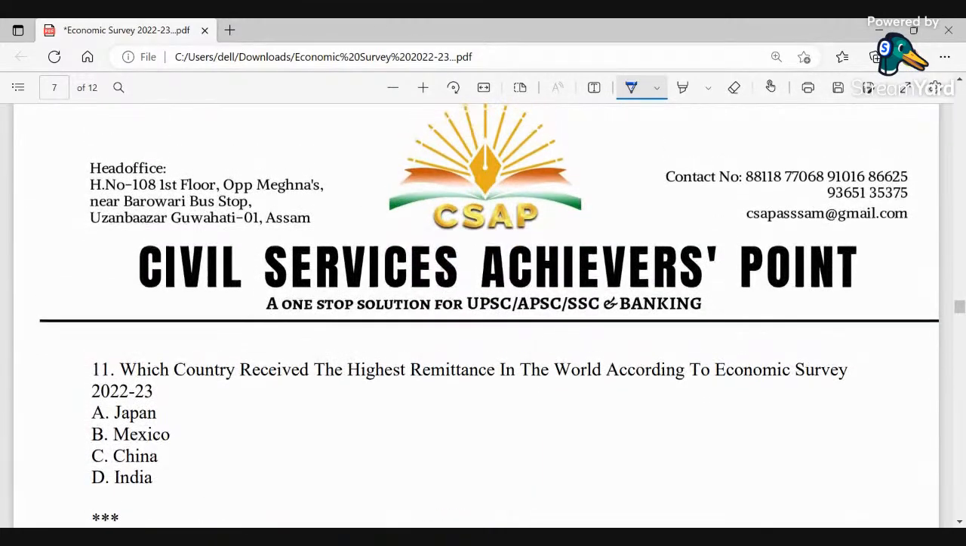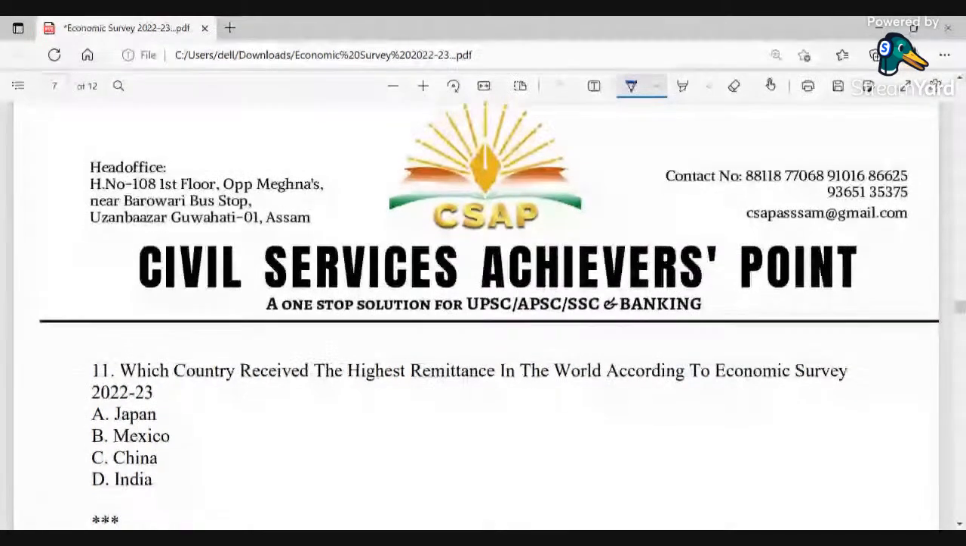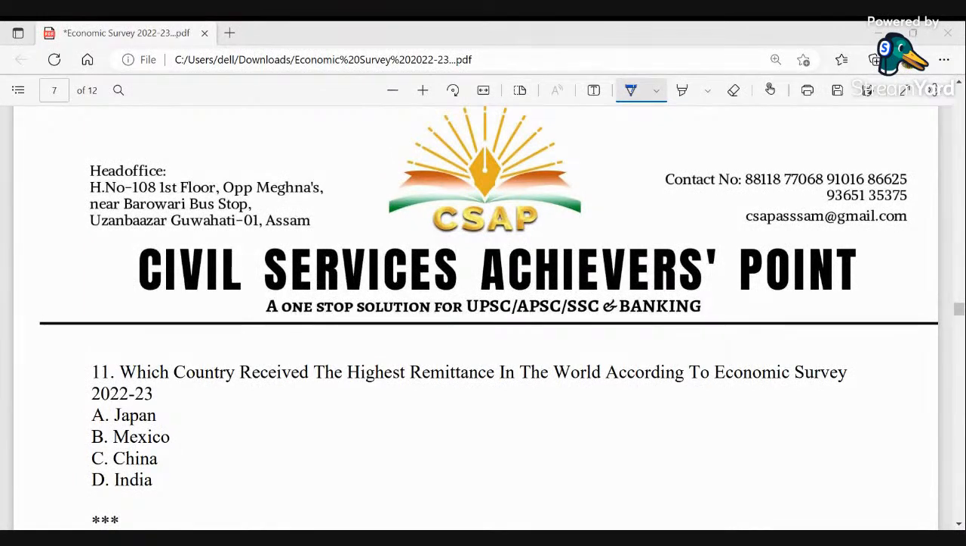Next, which country received the highest remittance in the world according to the Economic Survey of 22-23? Can anyone say? The highest remittance recipient in 2022-23. Question number 11. Which country received the highest remittance in the world according to the Economic Survey 22-23? Japan, Mexico, China, India. 11D, India.